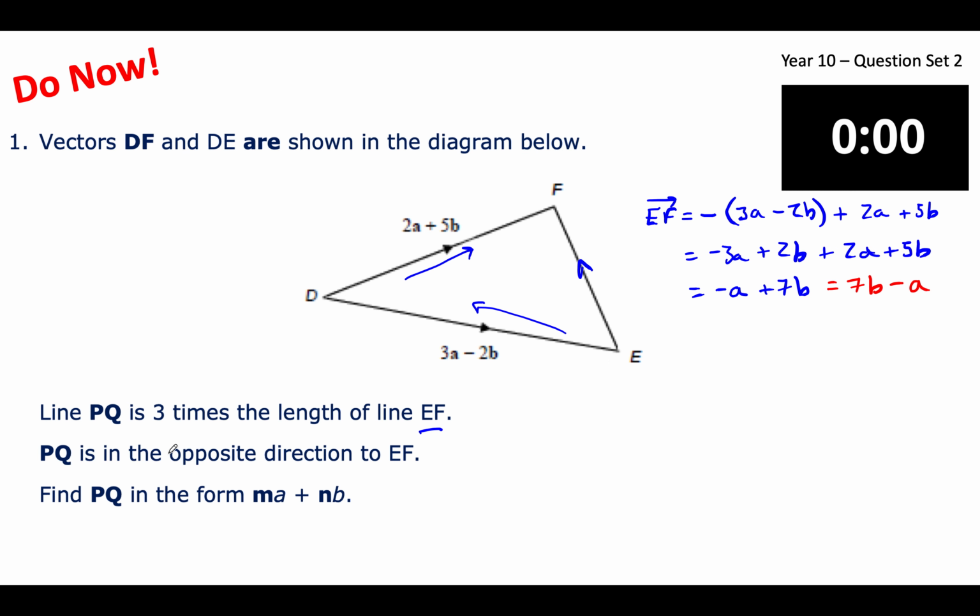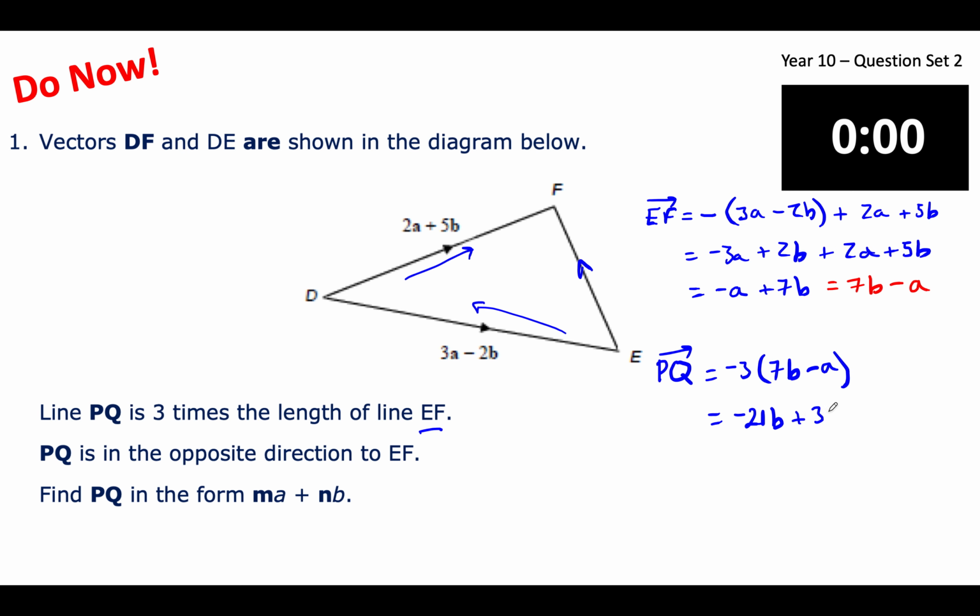Now, PQ is in the opposite direction to EF, and it's 3 times the length of it. So if I want the vector of PQ, P to Q, it will be 3 times the size of this, but also in the opposite direction. That's going to mean I need minus 3 lots of 7b minus a, or you could have used the first version, minus a plus 7b. Let's multiply this out then. Minus 3 times 7 is minus 21, so that's minus 21b. And then minus 3 times minus a, it's that double negative again.